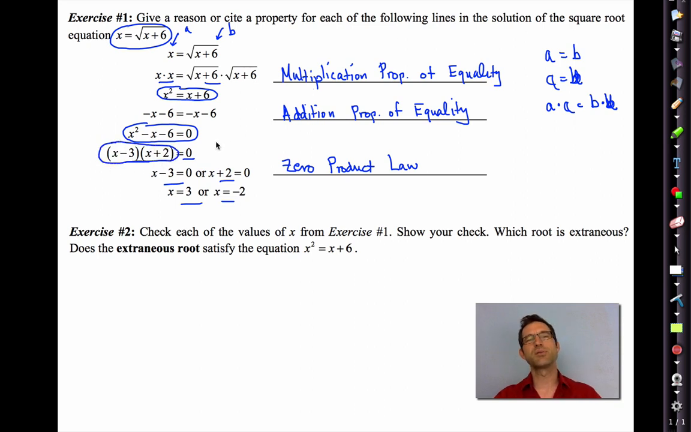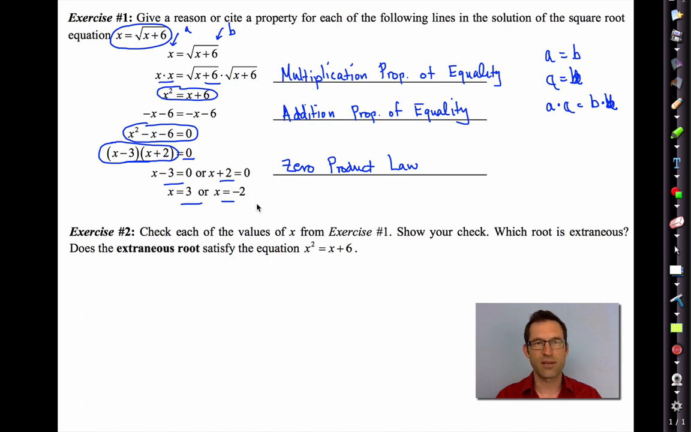So there's a lot of steps in our reasoning here that we really haven't even gotten into. But the main steps are the multiplication property of equality to get rid of those radicals, then the addition property of equality to get it all equal to 0, and then the zero product law in order to solve for the final roots. But even though we've done everything beautifully here, even though we've used properties of equality and the zero product law, one of those two values of x is extraneous.